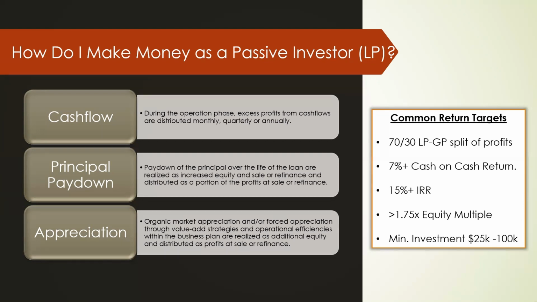And then lastly, and one of the easier ones to gauge is this equity multiple. And really that's just your return on your capital in total over the life of the investment. So in this case, a lot of times you'll see a minimum equity multiple target of 1.75 or higher.